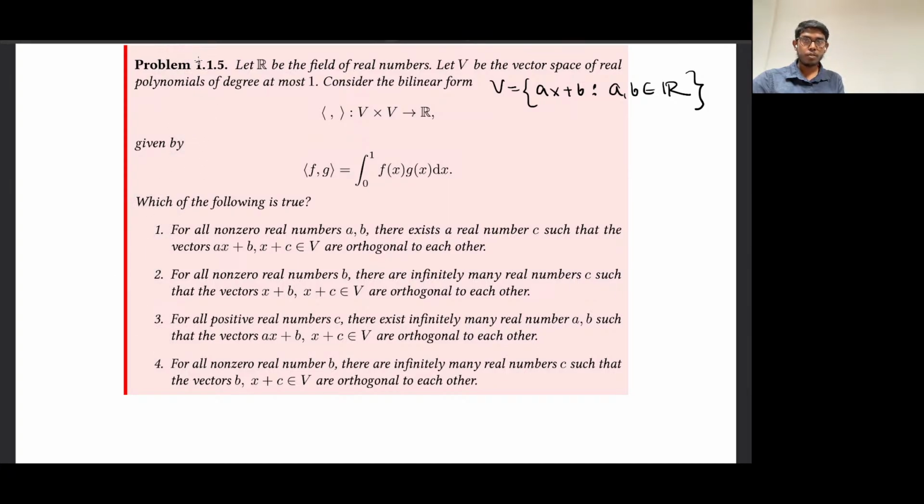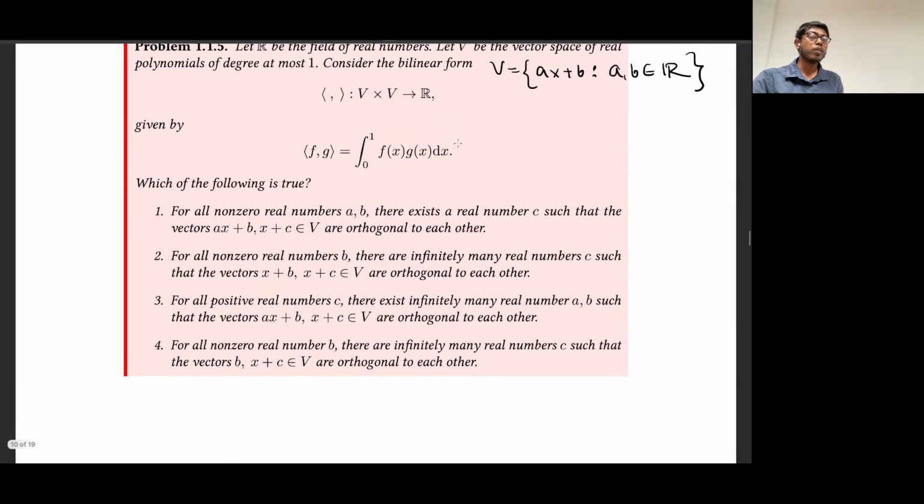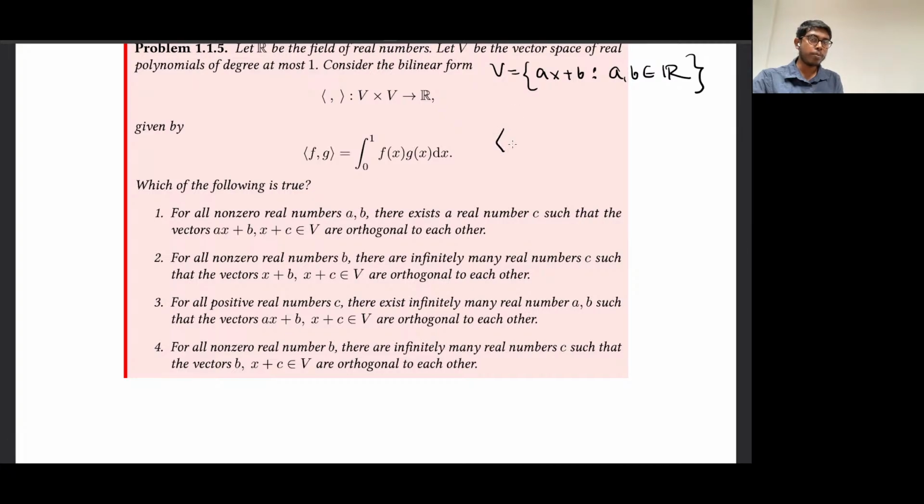Let's see. What is the first option? The first option is: for all non-zero real numbers a, b, there exists a real number c such that the vectors aX plus b and X plus c are orthogonal. What do I mean by orthogonal? V and W are orthogonal if the inner product of V and W is 0.